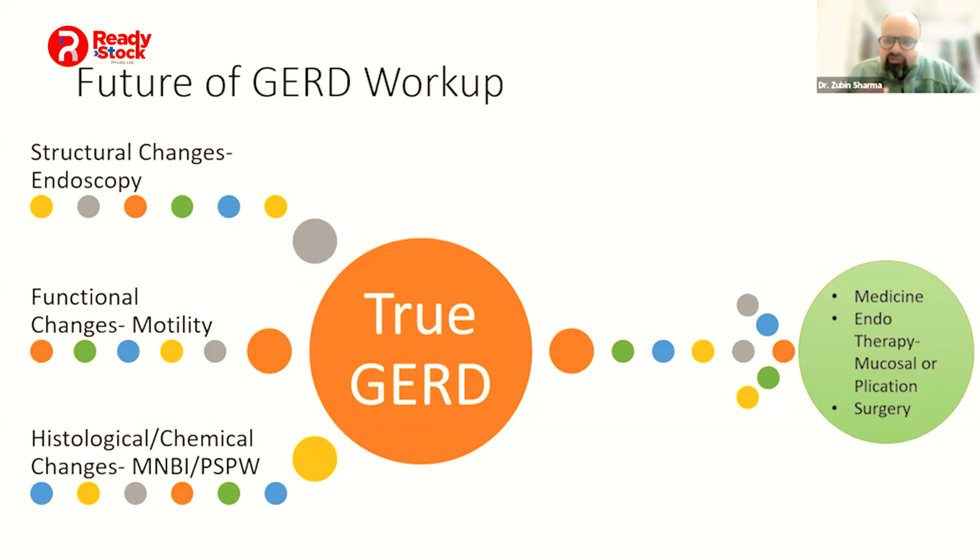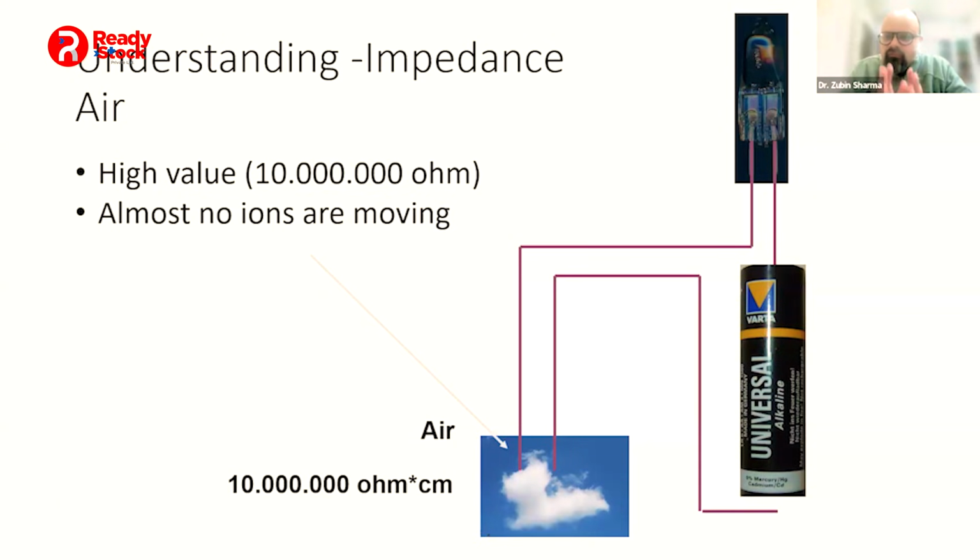The next changes are the functional changes. What motility changes are happening because of GERD? And finally, as I said, histological. When you combine all of them, that's where you will make a proper diagnosis. Now, coming to the talk, why we want to talk of impedance and why we say that impedance is the gold standard here. Right now, in just a few slides, I'll cover what impedance basically is.